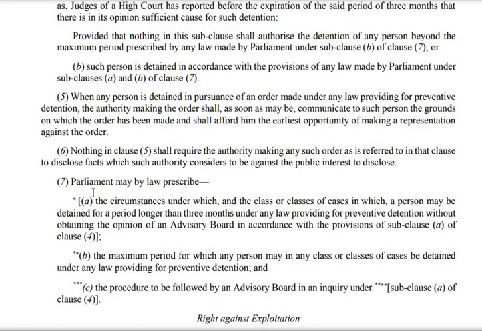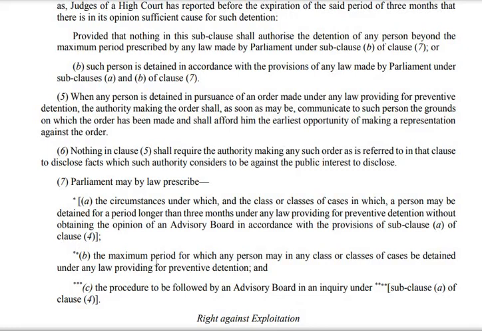Read it once again. Parliament may by law prescribe the circumstances under which and the class or classes of cases in which a person may be detained for a period longer than 3 months under any law providing for preventive detention without obtaining the opinion of an advisory board in accordance with the provisions of subclause A of clause 4. मतलब 3 महीने के बियॉन्ड का भी लॉ बन सकता है विदाउट एडवाइजरी बोर्ड.